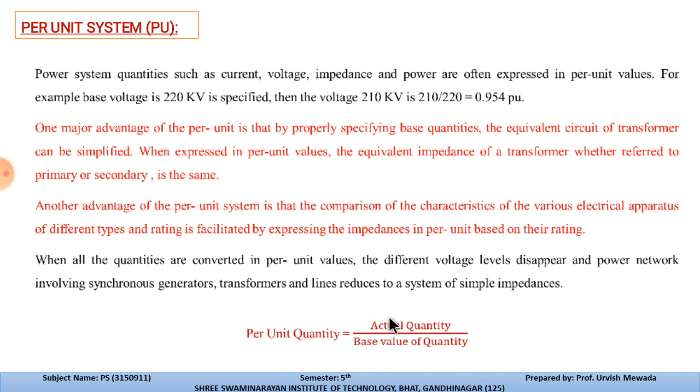So per unit quantity is the actual quantity divided by the base value of the quantity. Here is one example: the base value is 220 kV and the actual value is 210 kV. So the per unit value of this network is 0.954 per unit.